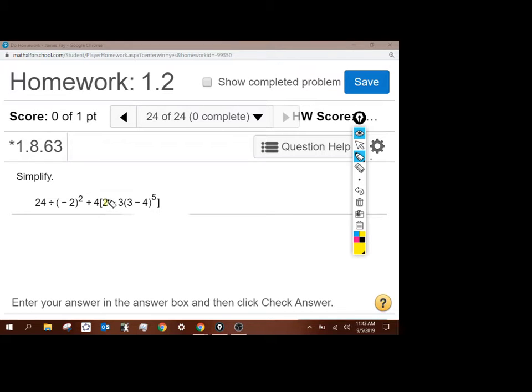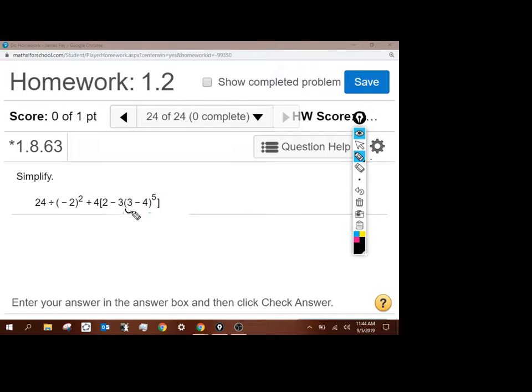But now I've got like these parentheses here, right? But then I've got another set inside those right here, correct? So I need to focus on that set of parentheses first. Okay? So I need to look at the negative, not negative, 3 minus 4 first.